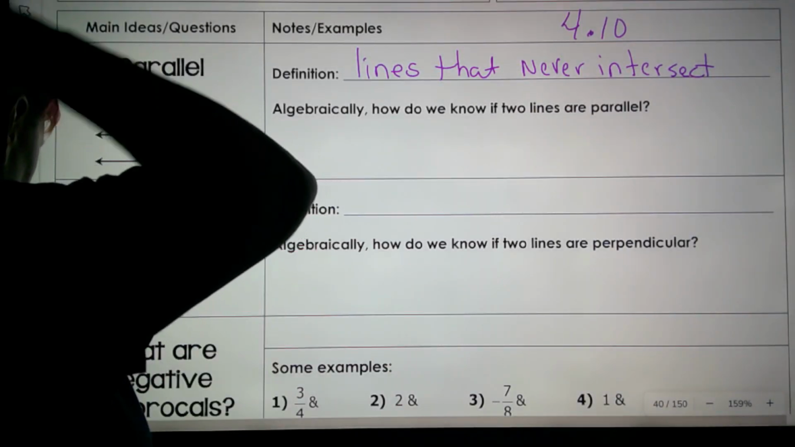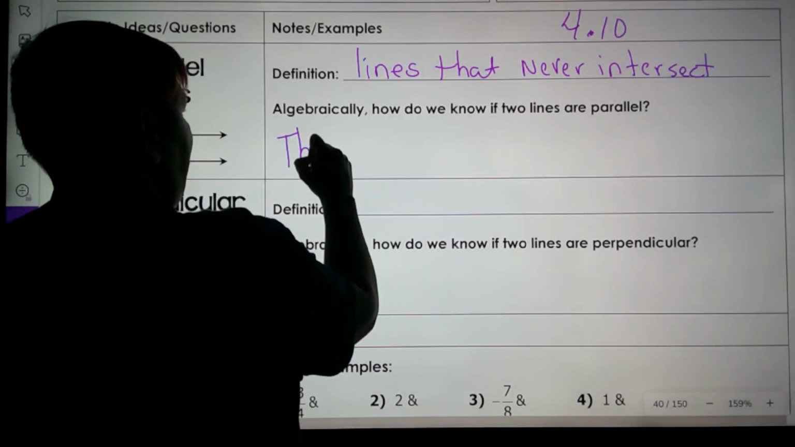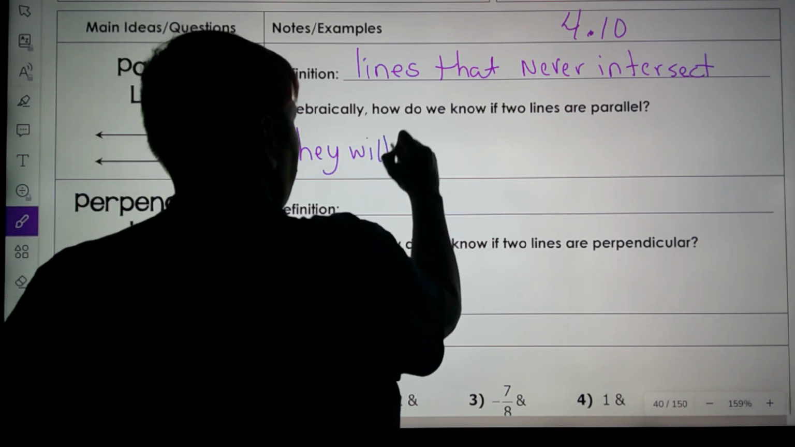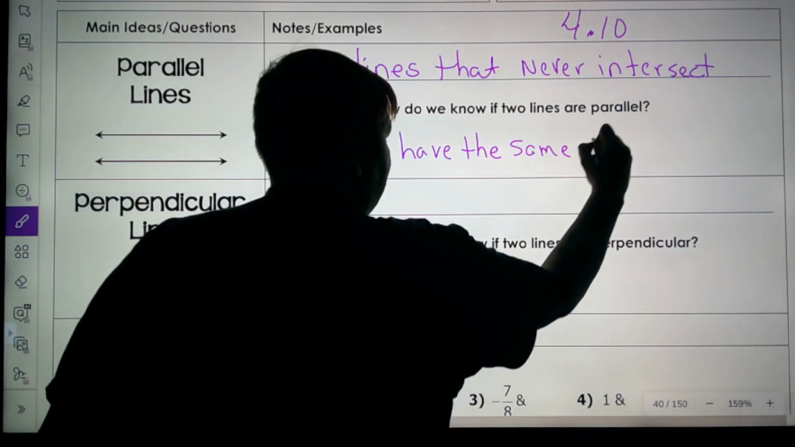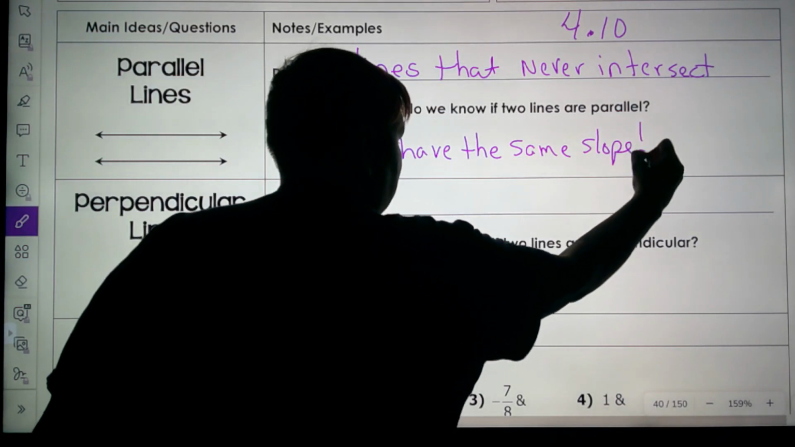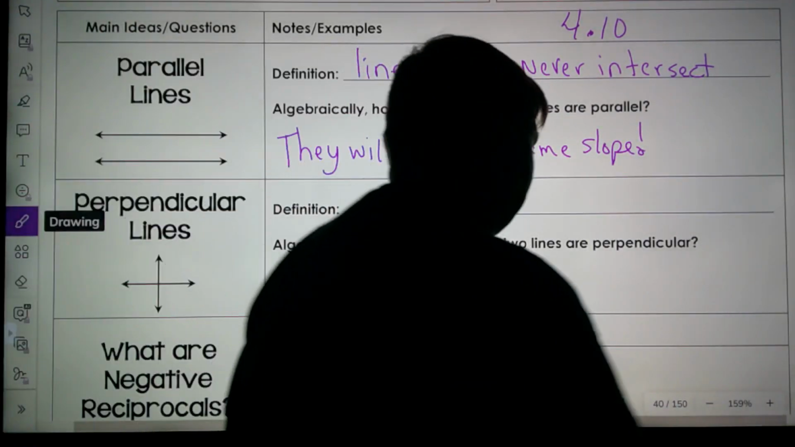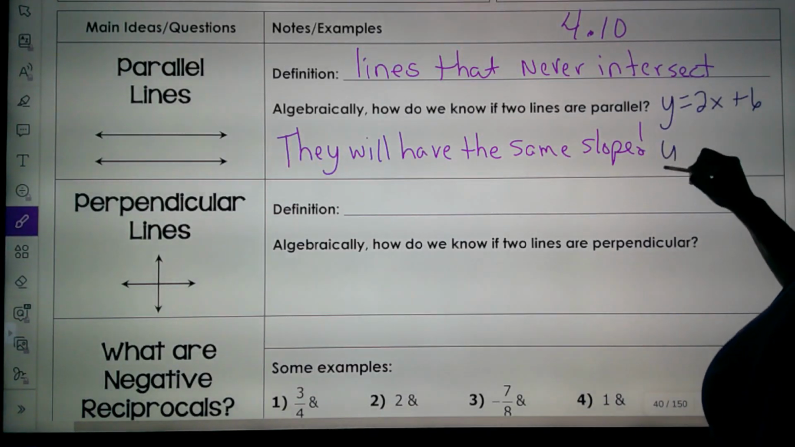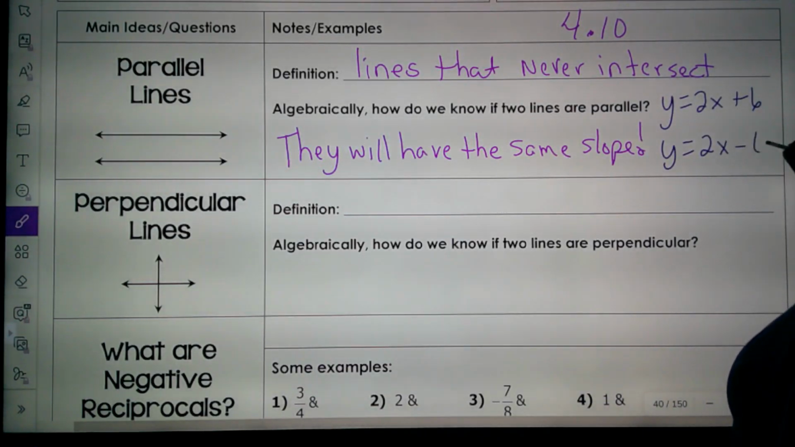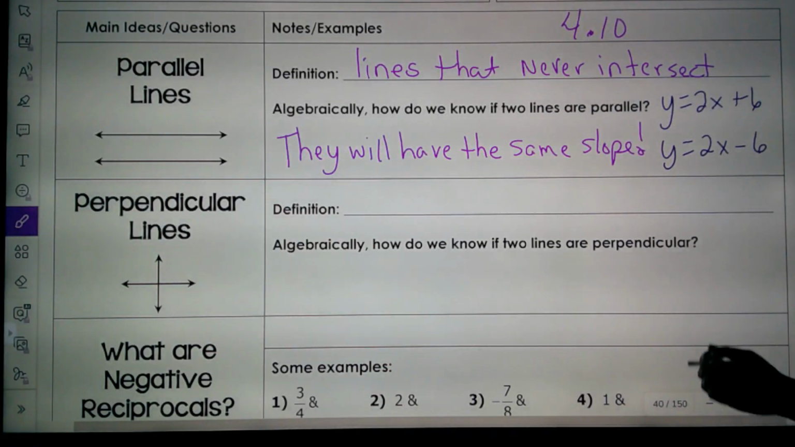Algebraically, how do we know if the lines are parallel? They will have the same slope. If two lines have the same slope, they are parallel. For example, y equals 2x plus 6 and y equals 2x minus 6 have the same exact slope. They are parallel. They will never intersect.